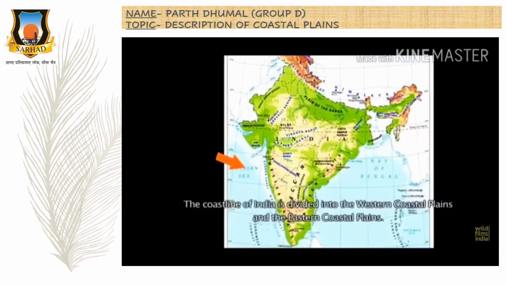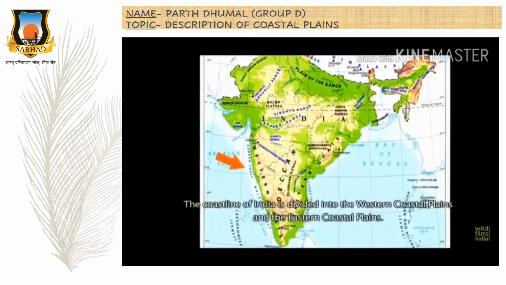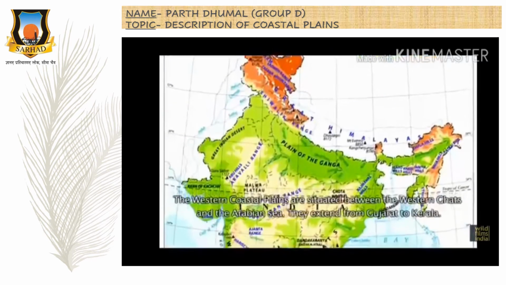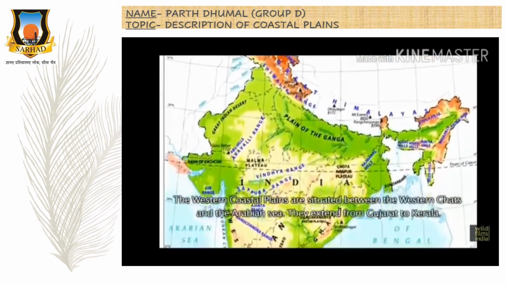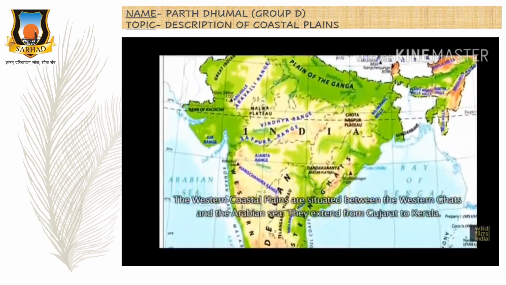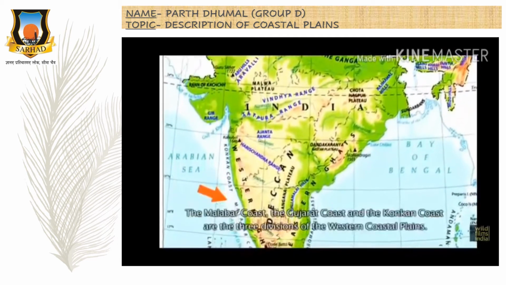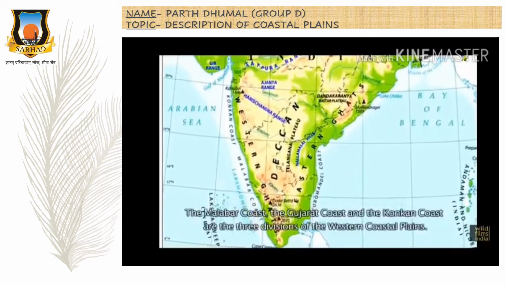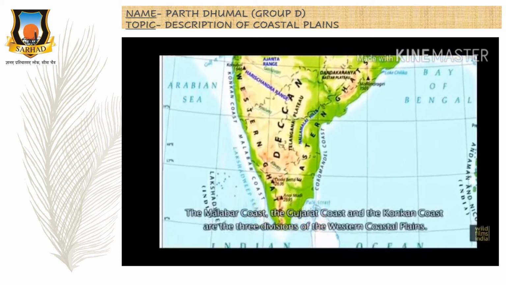The coastline of India is divided into the western coastal plains and the eastern coastal plains. The western coastal plains are situated between the Western Ghats and the Arabian Sea. They extend from Gujarat to Kerala. The Malabar coast, the Gujarat coast, and the Konkan coast are the three divisions of the western coastal plains.